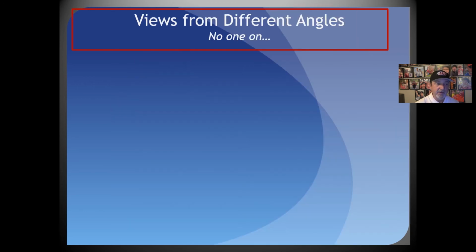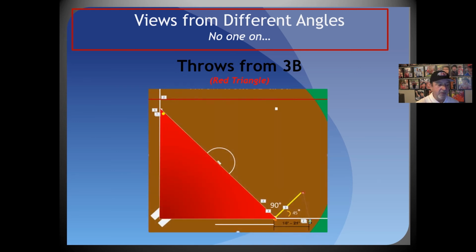So let's talk about views from different angles. No one on, and again, we're going to talk about a throw from third base. So here's that red triangle, and again, you're going to remember that anytime there's a throw from this area, a pitcher, third base, catcher, unless there's a tag, not so much the catcher, that's hard to get, but first a pitcher and third base for sure. You're going to get that 90 degrees to the throw unless something happens and then you're going to make an adjustment.